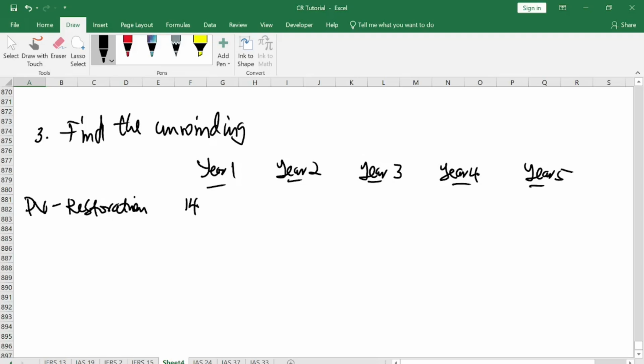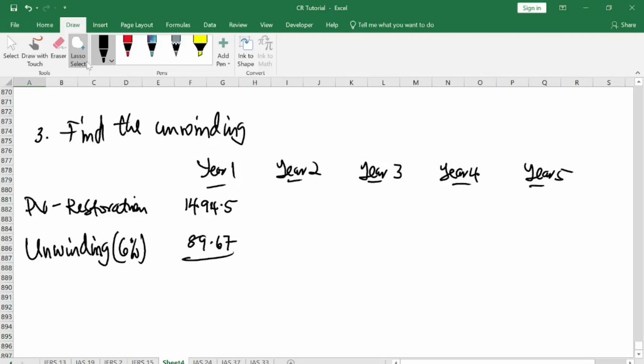1494. So then you come and calculate your unwinding. Unwinding for year 1 is what? 6%. So you calculate 6% of that, which gives you the unwinding. So the unwinding here is what? 89.67.